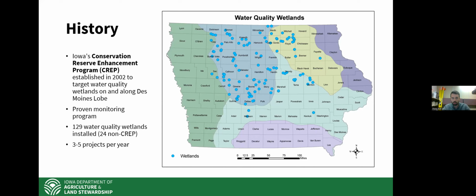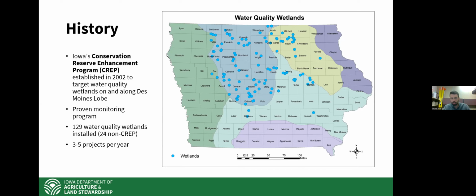One thing to note about this program is that it specifically targets wetland implementation on and along the Des Moines Lobe, which you can see in the north central part of Iowa, extending down into the central part. This is a basic map showing where a lot of these wetlands have historically been placed over the last 20 years or so. But you'll see blue dots starting to pop up in other parts of the state.